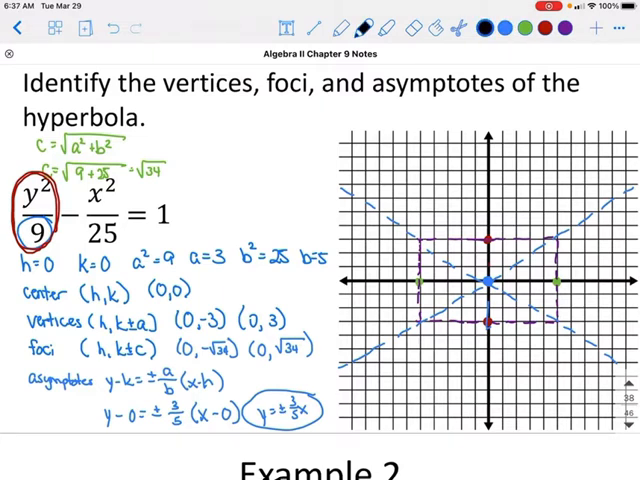Now once you have your asymptotes drawn, this is going to open vertically. So we're going to go to those vertices, and we're going to go towards the asymptotes, but never touch them. So that would be the graph for our hyperbola.